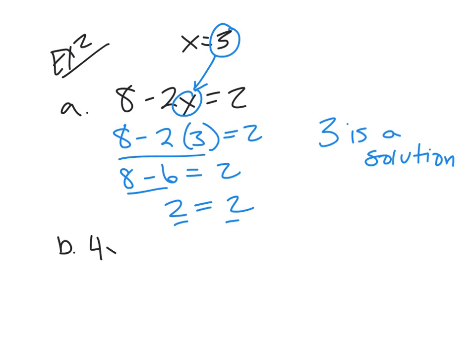We have 4x minus 5 equals 6. So we're going to check whether the 3 counts. So we have 4 times the 3, we plug that in. And then I just finished rewriting. What's 4 times 3?